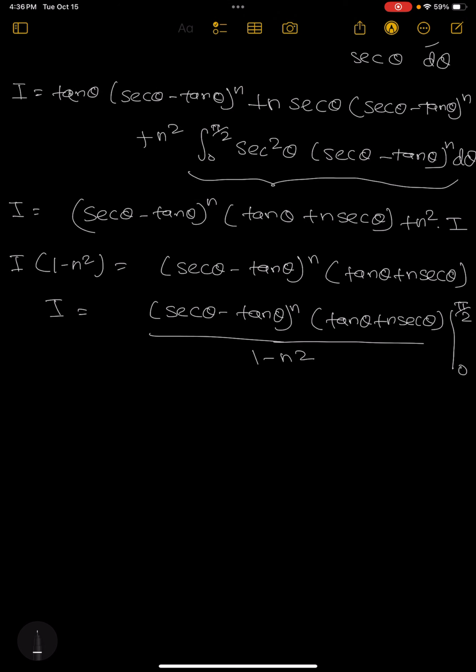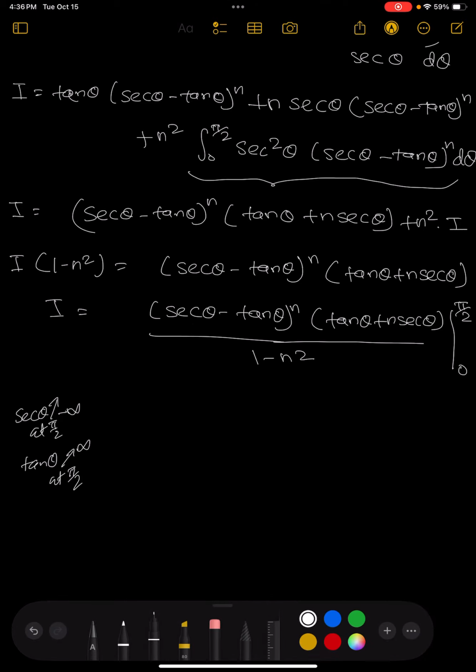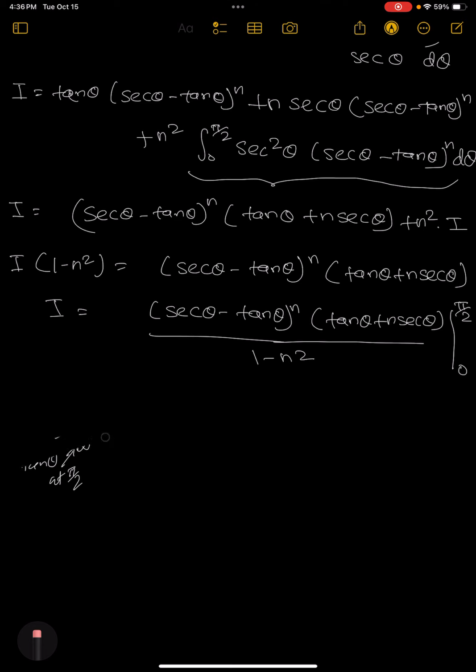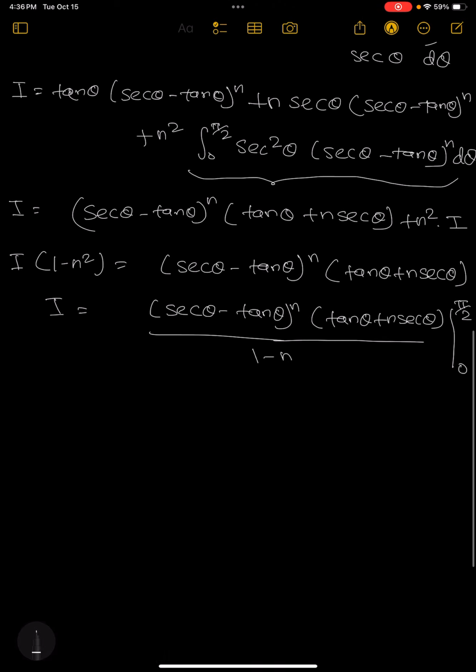Now, many of you will notice some problems while evaluating this at pi by 2, right? Because at pi by 2, sec theta goes to infinity, and tan theta also goes to infinity. So there's actually infinity minus infinity over here, and that's an indeterminate form, right? And for indeterminate forms, we need to take limits to find the value. So at pi by 2, this will be slightly difficult to evaluate, I guess. But yeah, we will do it.